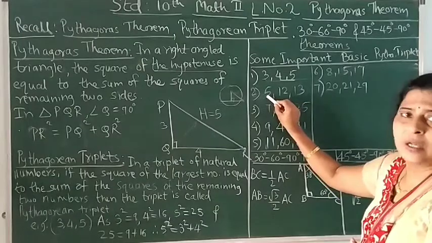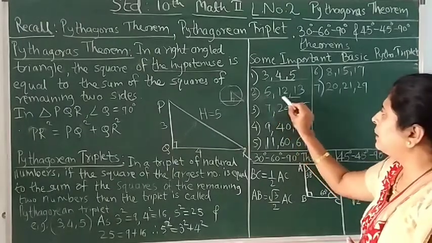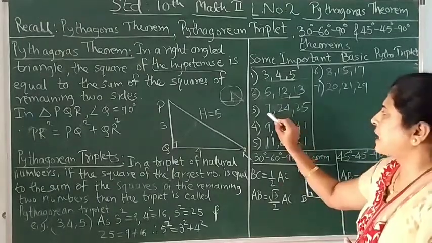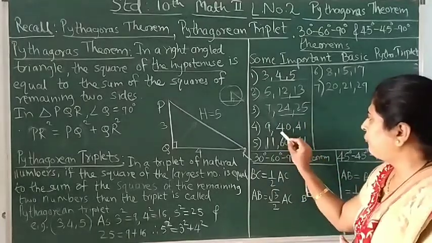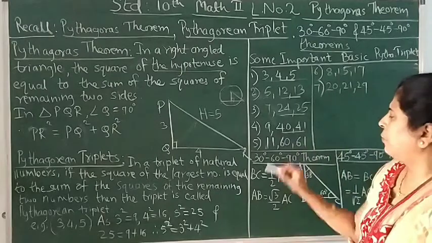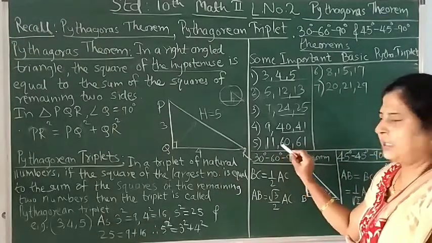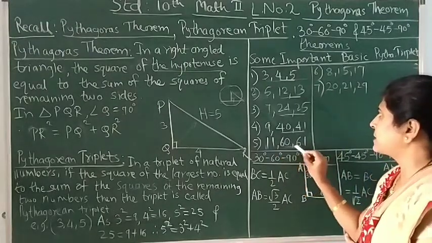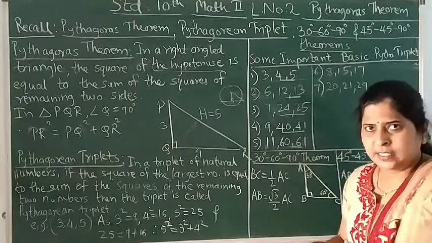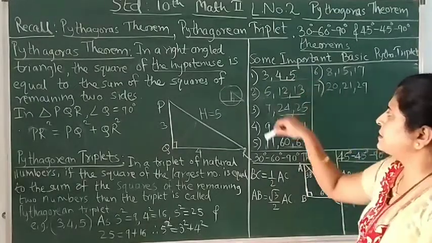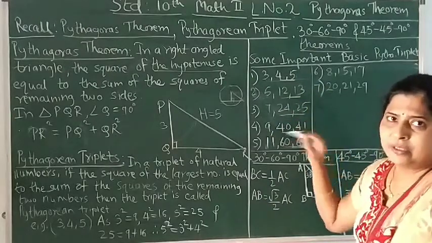When it comes to 5, 12 and 13 are consecutive. For 7, 24, 25 is consecutive. For 9, 40 and 41 is consecutive. And for 11, after 11, two numbers come, 60 and 61. So these are the 5 triplets which you can learn very easily if you remember this relation between the numbers.